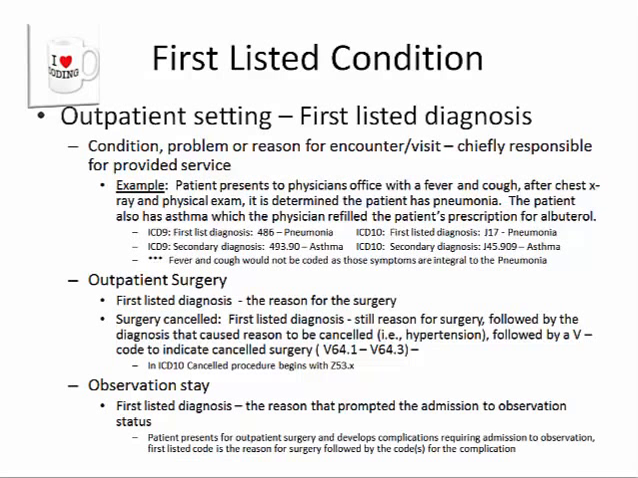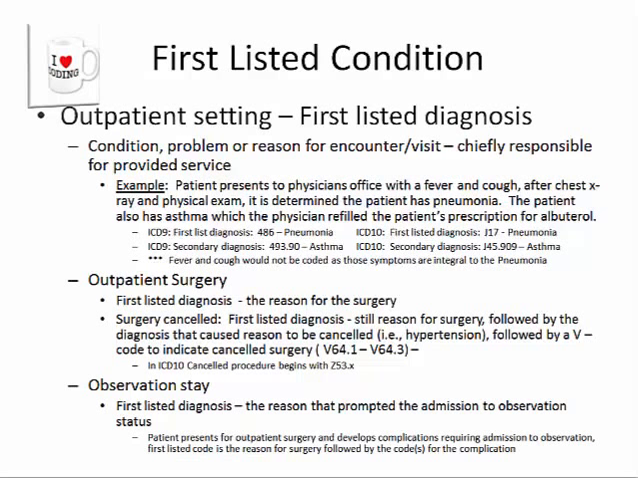Now for outpatient surgery, the first listed diagnosis is the reason for the surgery. And if that surgery, say, was canceled due to a complication or blood work that came back, the first listed diagnosis would still be for the surgery, followed by the reason it's being canceled, say because of hypertension. And then the V code for the canceled surgery would also be coded.